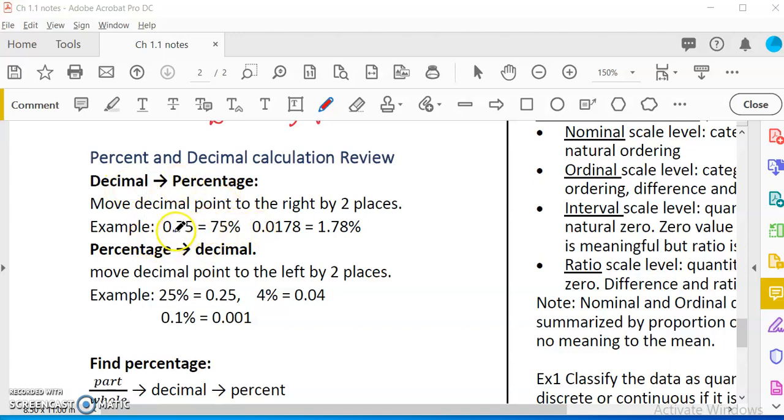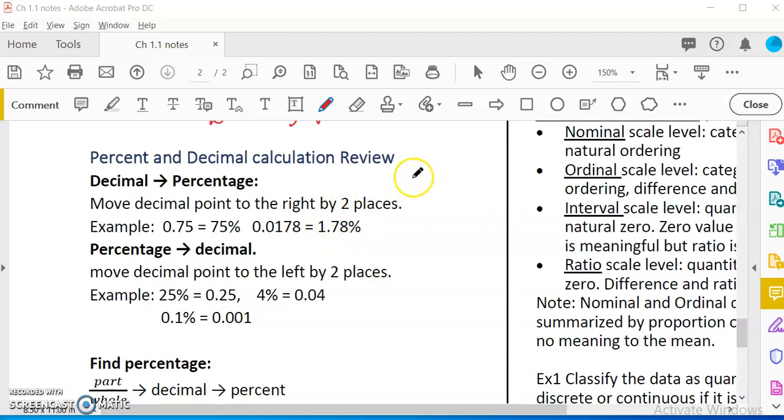A decimal number such as 0.75 would be 75% because you can move the decimal point two places as if you are dividing it by 100. Right? So if I have a decimal number of 0.0178, I move two places, or actually multiply by 100. So that would be 1.78%.